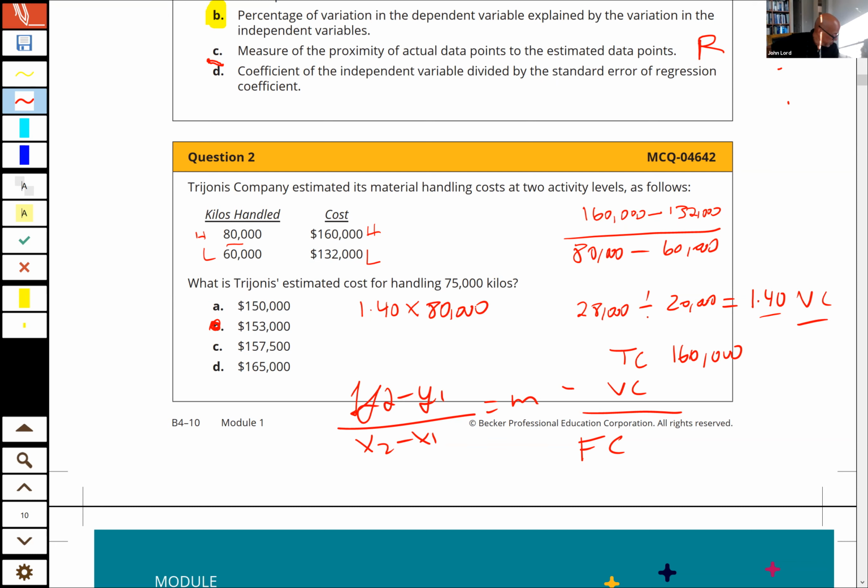That gives me, what did I do? Not write it down like an idiot. 1.40 times 80,000 equals 112,000. Okay, so my total cost minus my variable cost gives me 48,000, right? The difference. Total cost minus variable cost must be fixed cost.